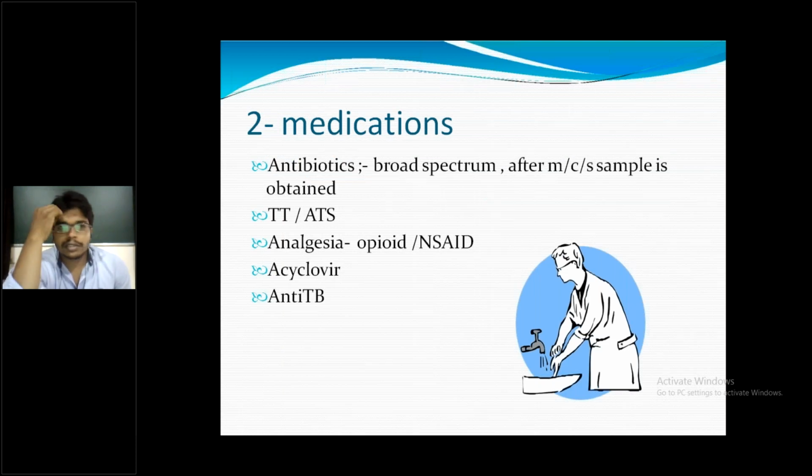Medications. Antibiotic. Broad spectrum antibiotics are needed for these infections. And tetanus serum can be given. Analgesia. Tetanus TT to prevent which infection?